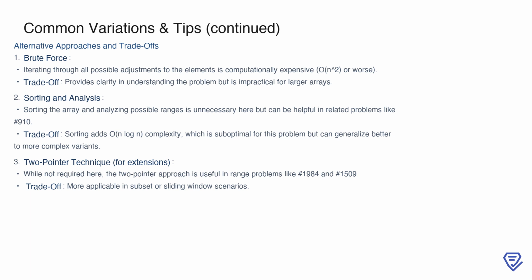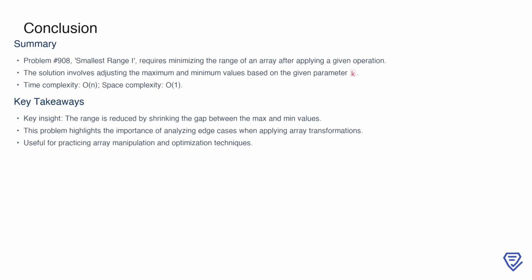Lastly, the two-pointer technique is a powerful tool for range-related problems, especially in scenarios involving subsets or sliding windows, such as in problems number 1984 and number 1509. While not required for this specific problem, it's good to keep in mind for extensions or more complex variations of range minimization challenges. Great job!